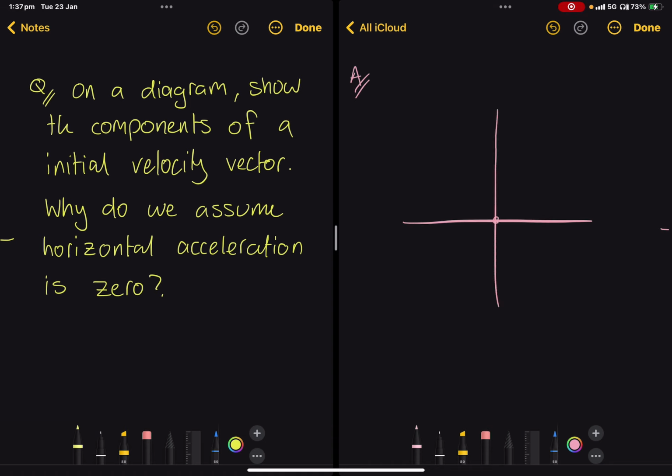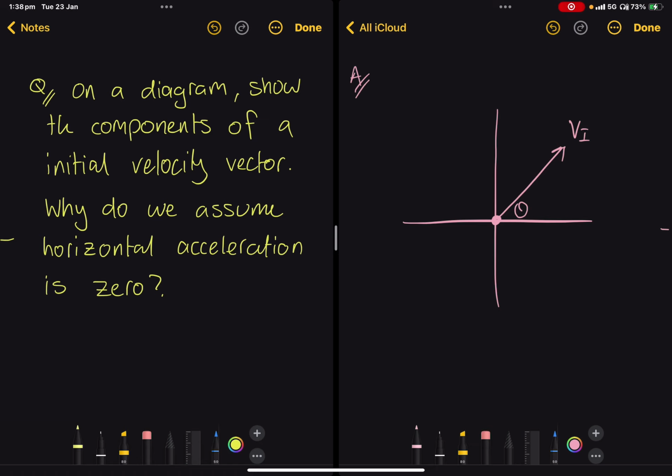We're going to assume that the object leaves from the origin. It might have an initial velocity vector that looks something like this. So this will be VI, initial velocity. There'll be an angle down here which we'll call theta. Now show the components of the vector.